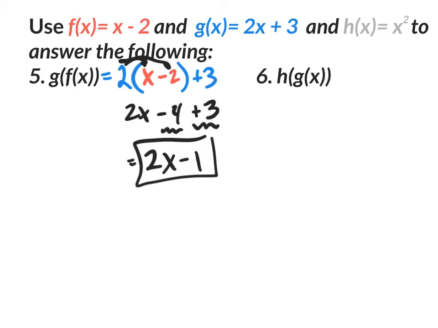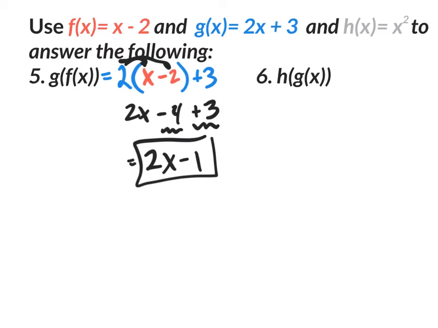Now the other one's a little bit more challenging. What are we going to plug in where? We're going to plug the g into the h. So what is the g function? 2x plus 3, the blue 2x plus 3. And where are we going to plug that into? The h, which is x squared, right?